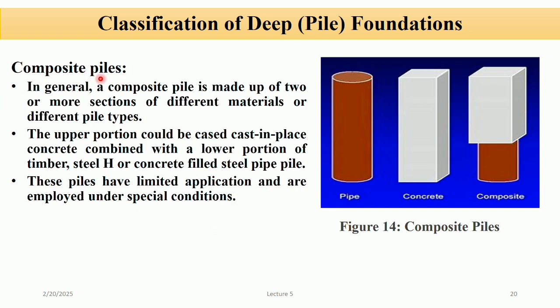Composite piles. By name you can see that composite means to combine two or more things. In general, a composite pile is made of two or more sections of different material or different pile types. You can see in the picture that this is a steel pipe and this is concrete. So we combine this. The upper portion of this foundation is made of concrete, and the lower is a steel pipe. It may be a concrete filled steel pipe.